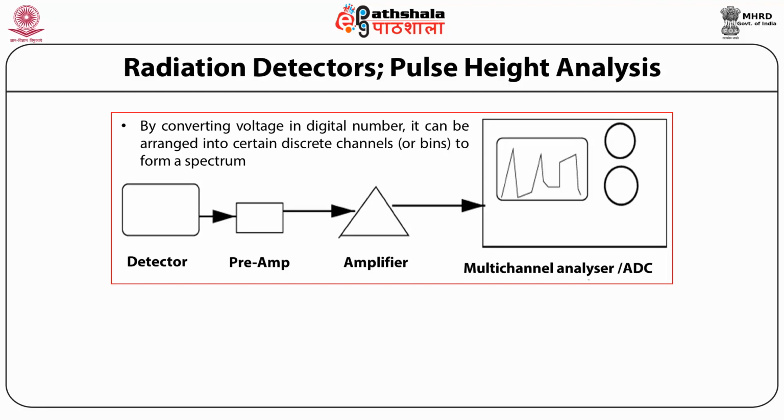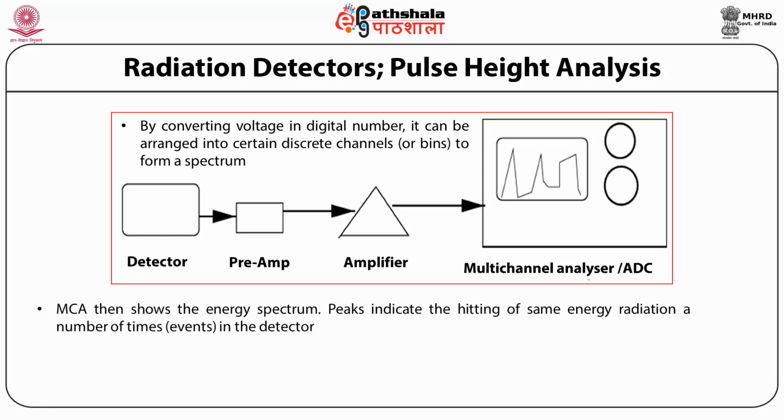So we can see the spectrum on the screen of the MCA, or we can couple a counter after the ADC, so that the number of interactions can be obtained rather than observing the spectrum. The MCA then shows the energy spectrum. Peaks indicate the hitting of same energy radiation a number of times, which we call events in the detector.